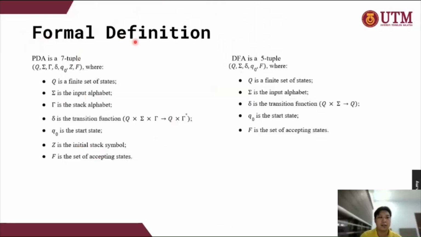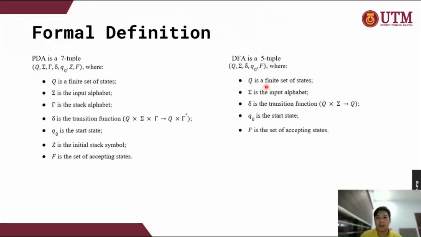These are the formal definitions for PDA and DFA. PDA is a 7-tuple which consists of a finite set of states, input alphabet, stack alphabet, transition function, a start state, an initial stack symbol, and a set of accepting states. Then DFA is a 5-tuple.